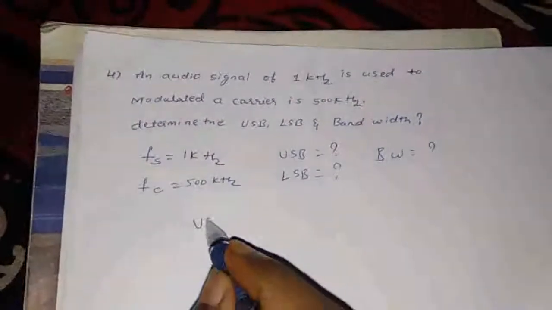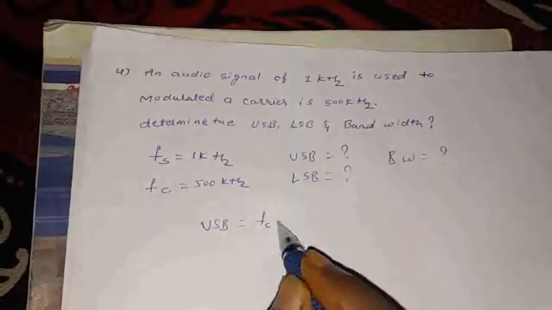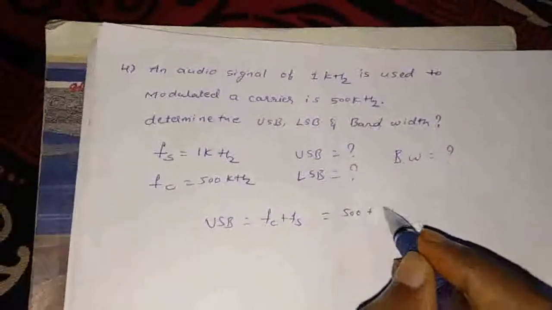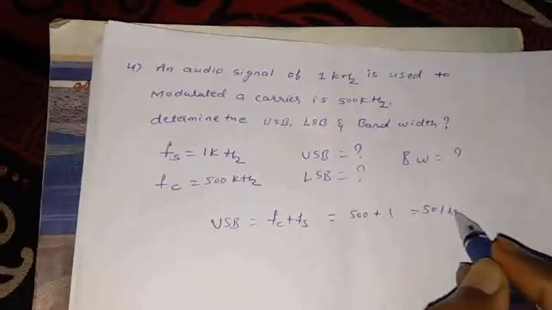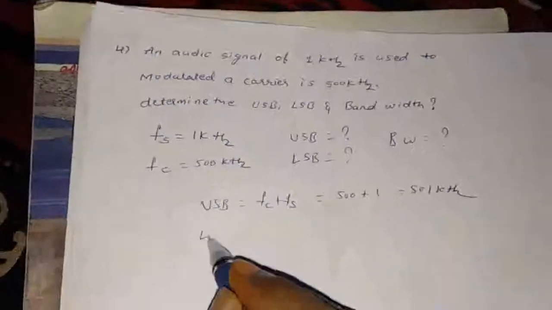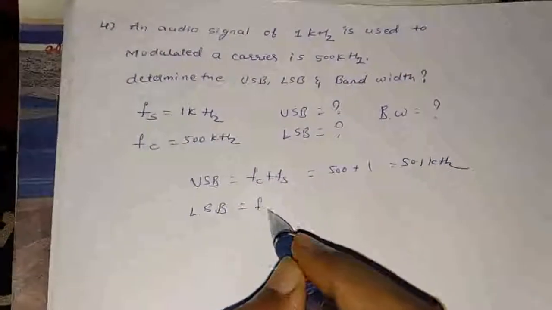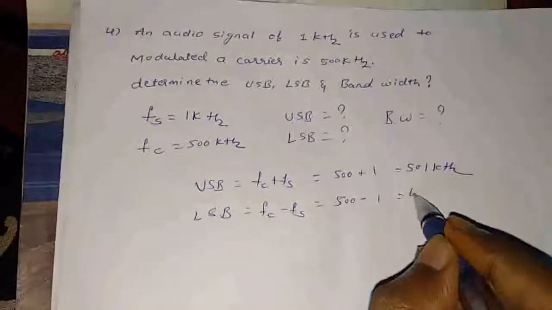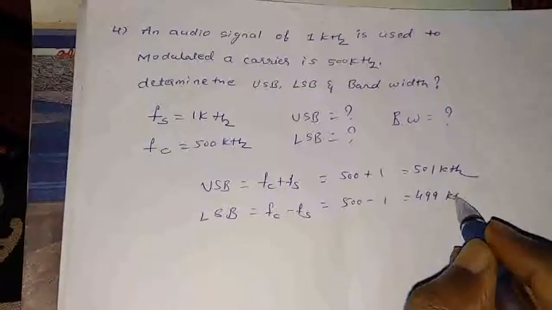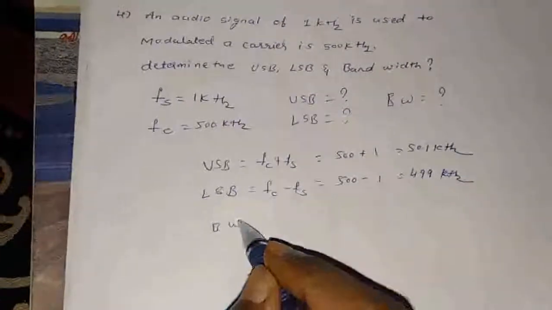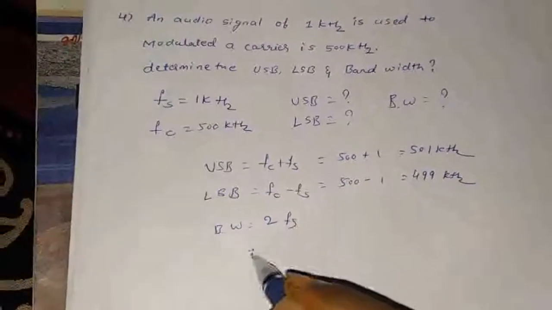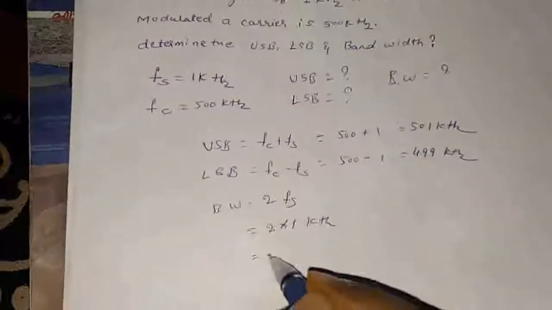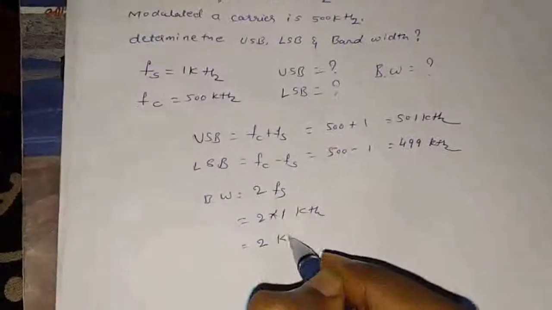The first one, USB is equal to fc plus fs. Substituting, 500 plus 1 is equal to 501 kilohertz. Second one, LSB is equal to fc minus fs, which is 500 minus 1, equal to 499 kilohertz. And bandwidth is equal to 2 into fs, 2 into 1 kilohertz. So we get the bandwidth as 2 kilohertz.